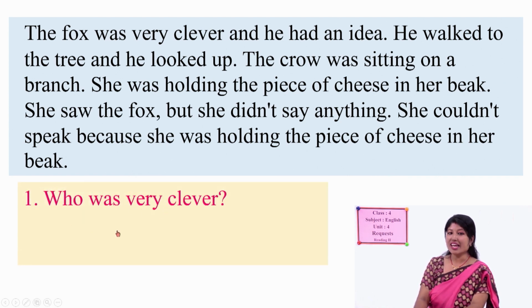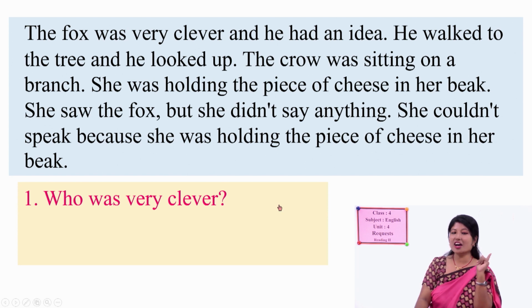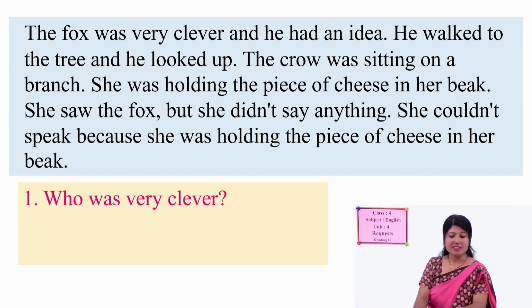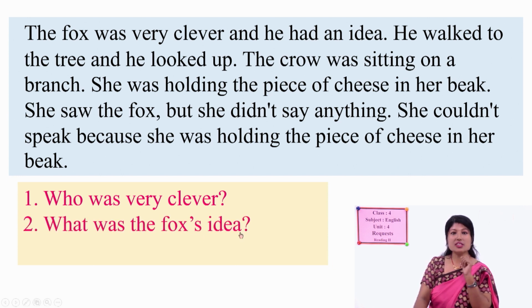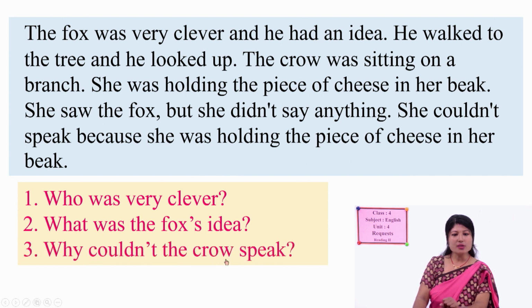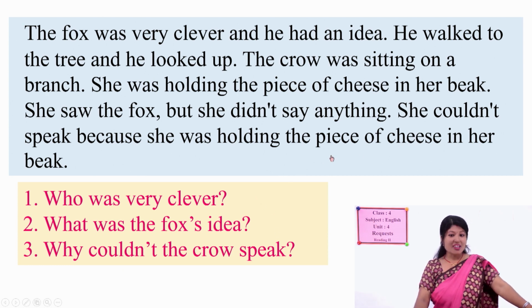Who was very clever? The fox. Yes, the fox was very clever. What was the fox's idea? The idea still needs to be implemented. Here the fox hasn't shared his idea yet, right? Okay, then why couldn't the crow speak? Oh yes, because there was a piece of cheese in her beak.